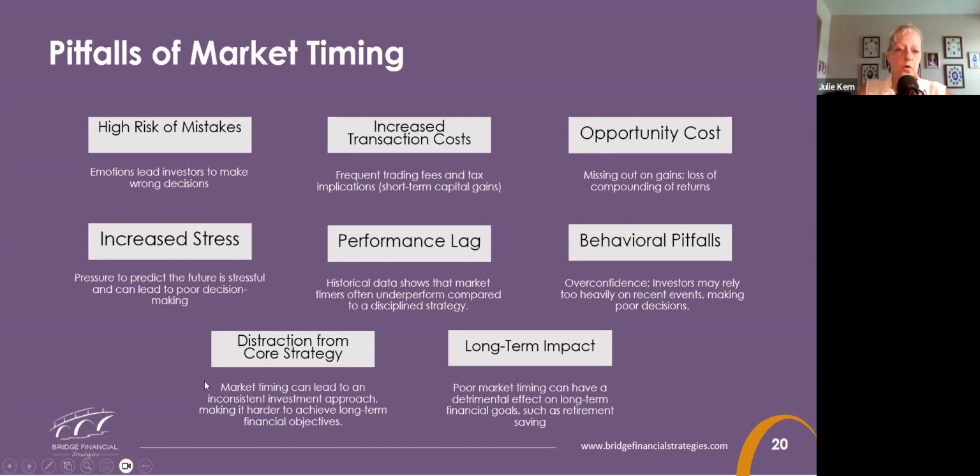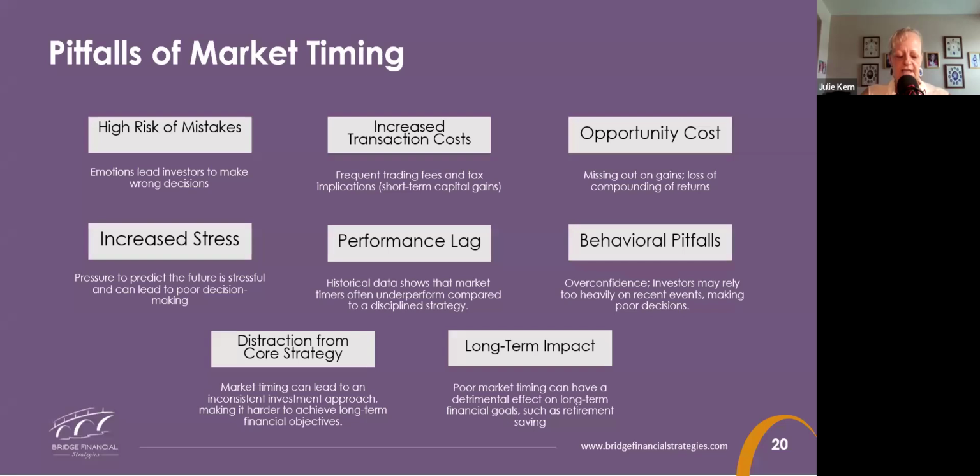It distracts you from your core strategies. So if we have you in a really nice, balanced, diversified portfolio, and then you decide to try to do some market timing, that will take you away from your core strategies. So especially if you're wrong, then that's really going to detract from your outcome.